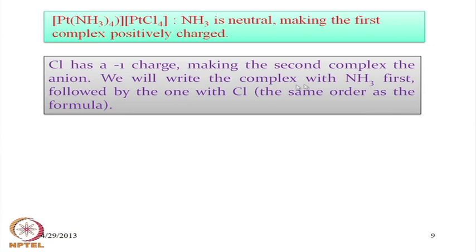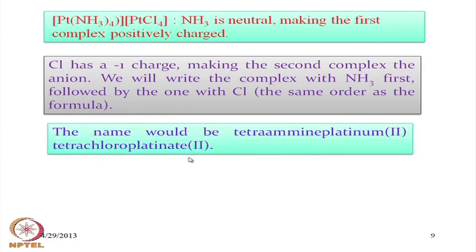So, this is cation, this is anion, and it is going for the corresponding charge balance. So, we will write first the ammonia complex, followed by the chloride complex, because the chloride complex is anionic, and the name would therefore be tetraammineplatinum(II), the cationic part, and the anionic part is tetrachloroplatinate(II). So, this is the anionic part and the platinate(II) nomenclature is operating over there.